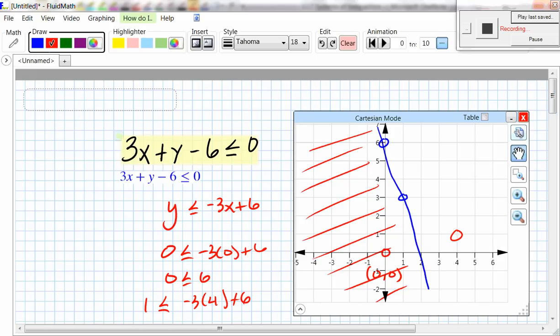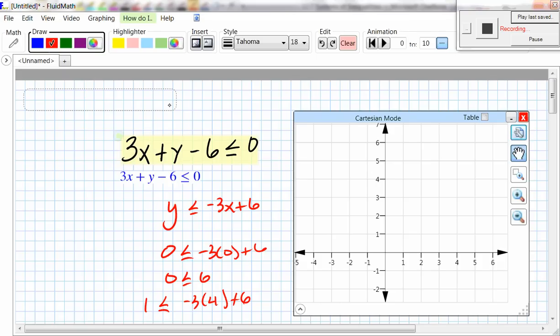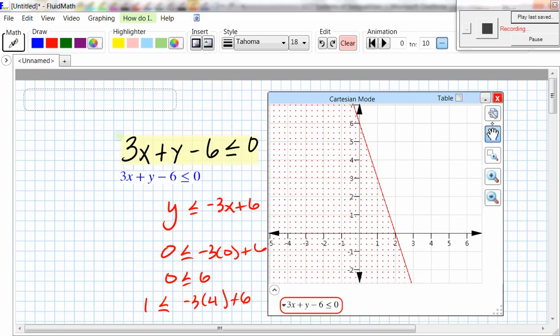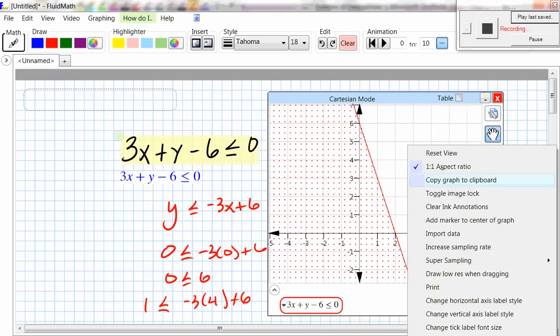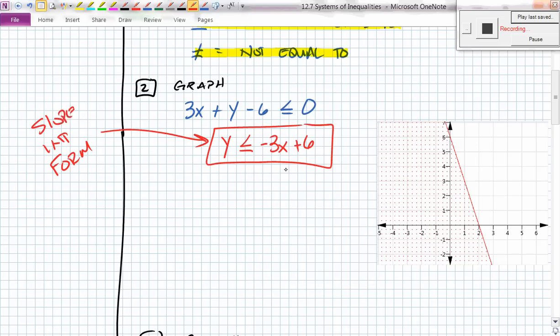And what I'm going to do is clear everything here. I'm going to clear my ink, and I'm going to put this onto my graph, and you should see something. Hey, there we go. So I've got my line here, and I've got everything shaded to the left of my line. So I'm going to copy that and bring it back into our notes, so we can talk about it. And there we go.